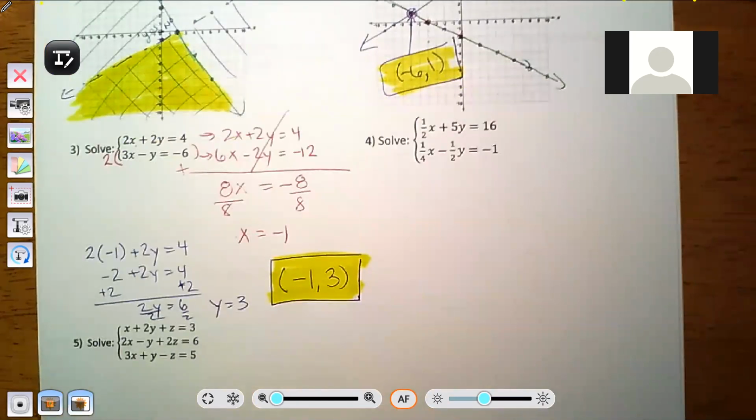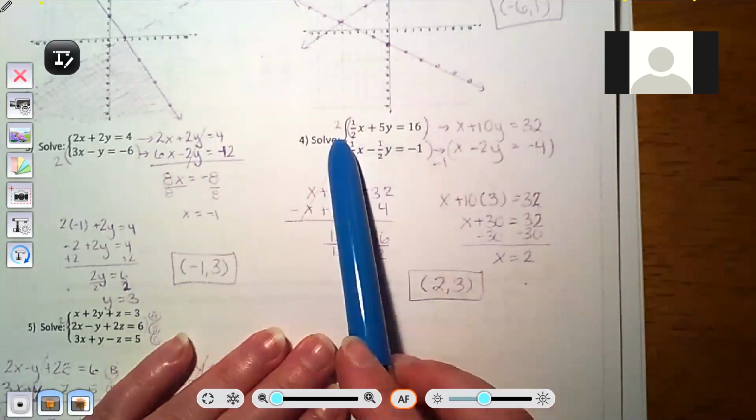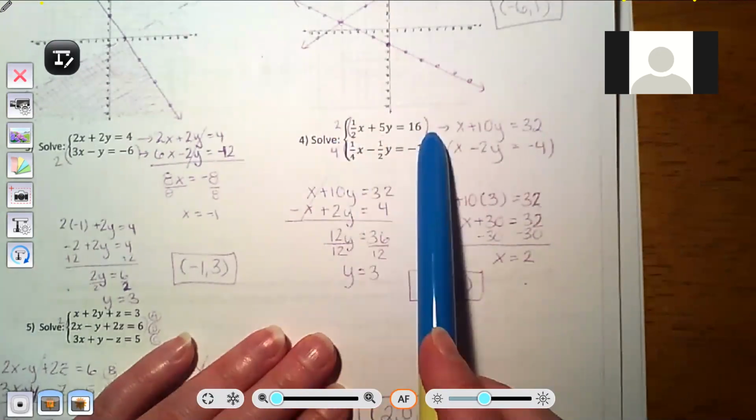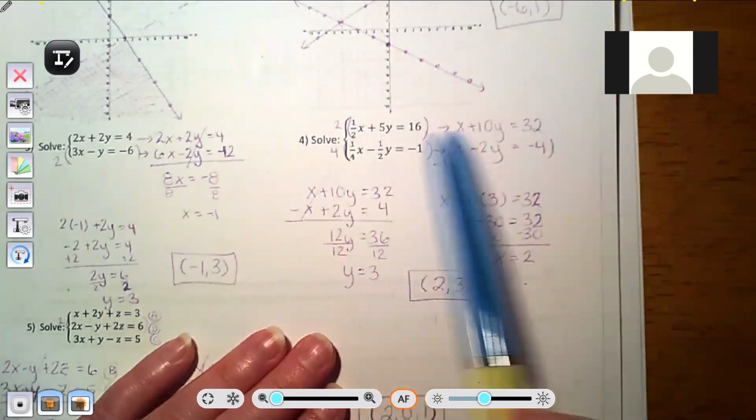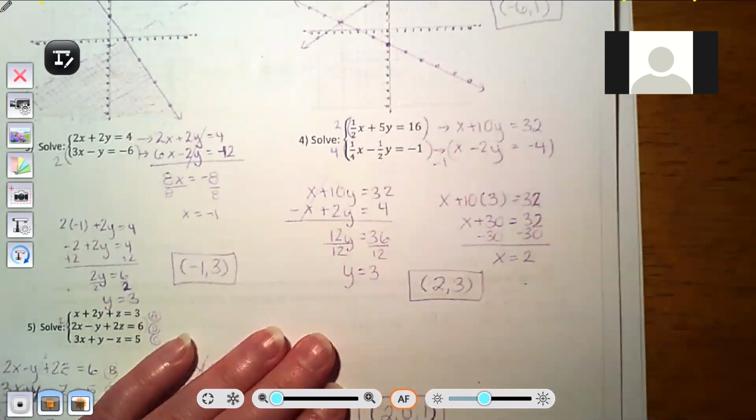Number 4 is one with fractions. If you get one with fractions, I recommend that you do the LCD method to clear the fractions. For example, multiplying by the lowest common denominator value of 2, I get this expression, and by 4, I would get this expression. Then from there, I can figure out how to eliminate the x's or y's. Once you have integers, it's a little bit easier to work with.